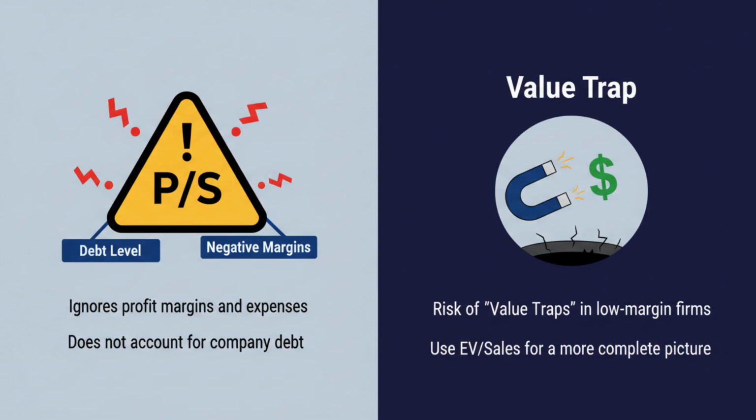To mitigate these risks, investors should look at the enterprise value to sales, or EV sales, ratio, which incorporates debt. Always remember that sales do not equal cash in the bank. Without a path to profitability, even the most impressive revenue growth can lead to insolvency. Use the PS ratio as a starting point for your research, not the final conclusion.